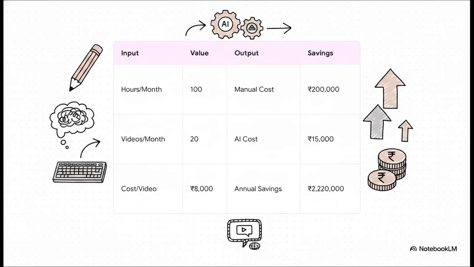So check this out. What you're looking at right here is a fully interactive ROI calculator. It was built for a content business. A client can just plug in their own data, and boom, they instantly see how much money they'd save by using AI. But you know, the most impressive part? The entire tool you see on screen was generated from a simple text prompt. Let's dig into exactly how that happened.